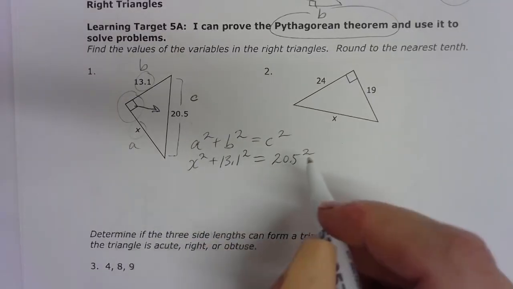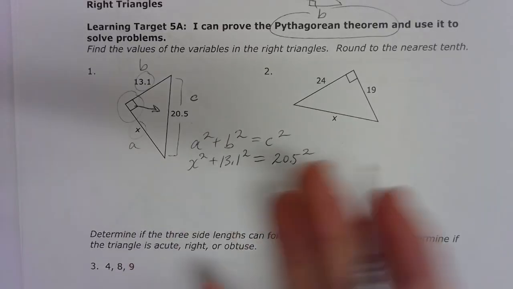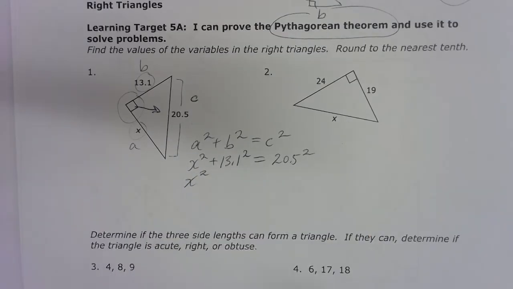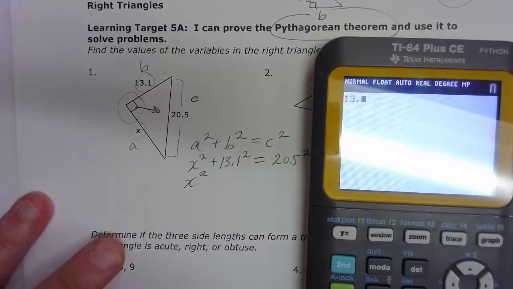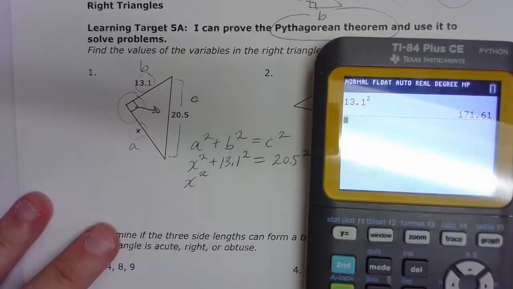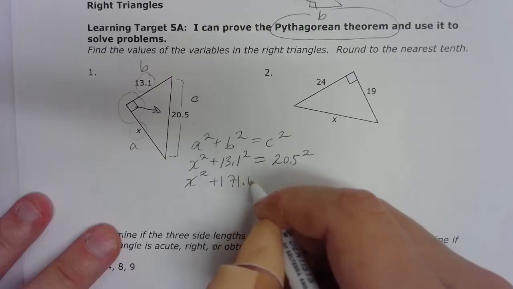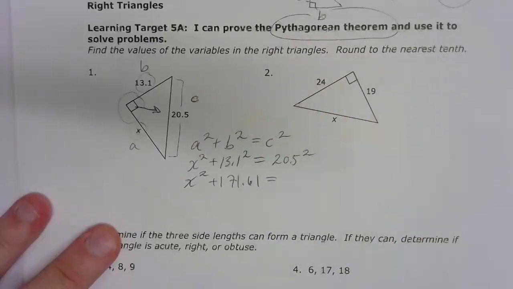Now, if you don't know how to solve for x, make it easier on yourself. If you can't see what number it is immediately, make it easier on yourself. What would be easier is if I actually calculated these out in the calculator. I don't know what 13.1 squared is, so let me ask the good old calculator. 13.1 squared is 171.61, so I'm going to fill that in first. On this other one, we have 20.5 squared, and we get 420.25.